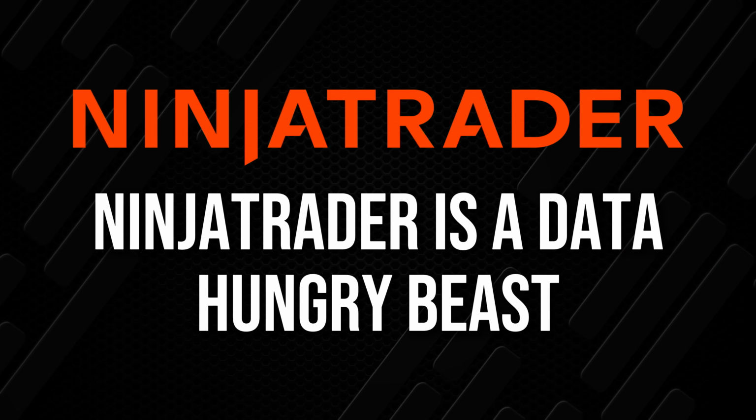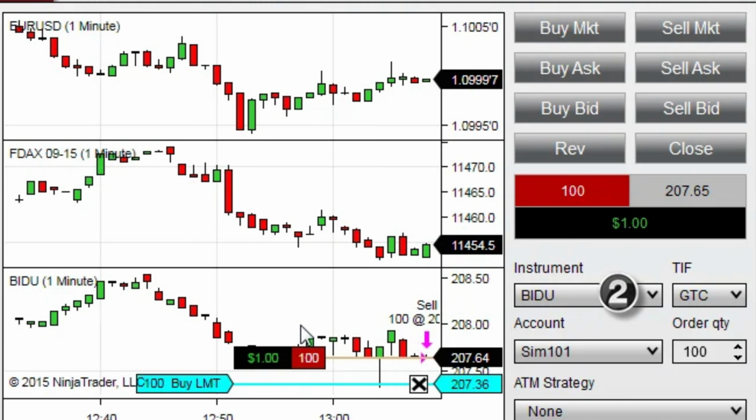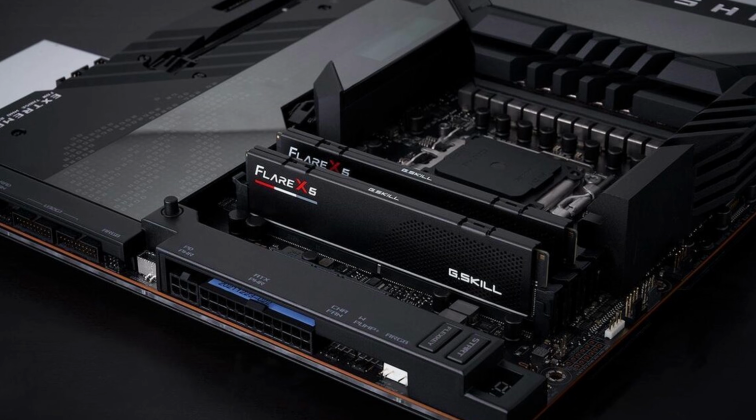NinjaTrader is a data-hungry beast. Every tick that comes in, every chart recalculation, every order fill, every ATM strategy, all that gets loaded into memory, or RAM. It's just a workspace that your computer uses to juggle everything around in real time.